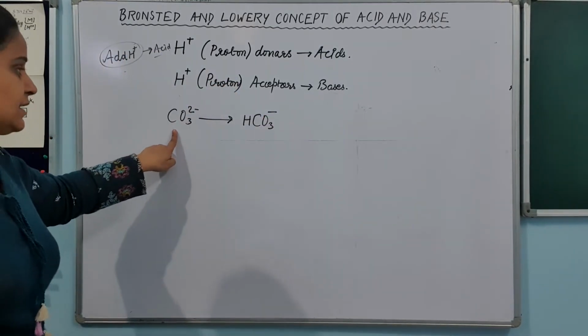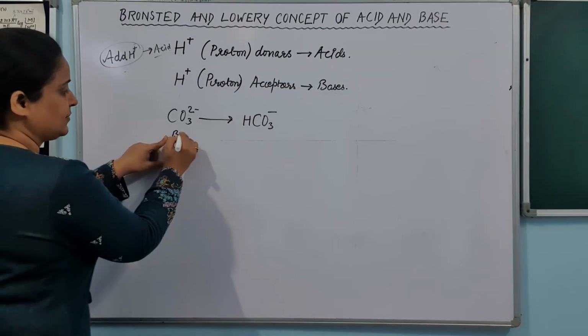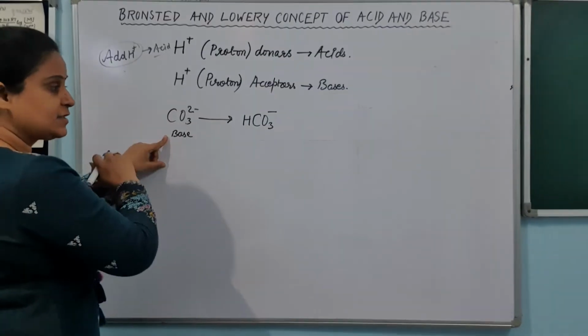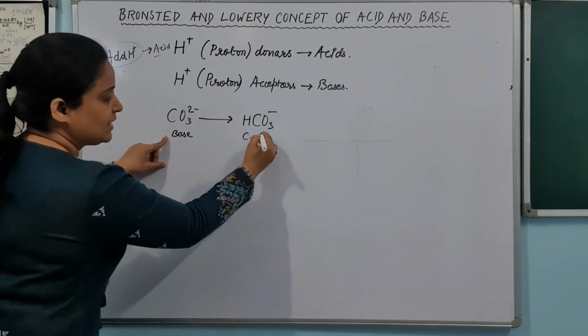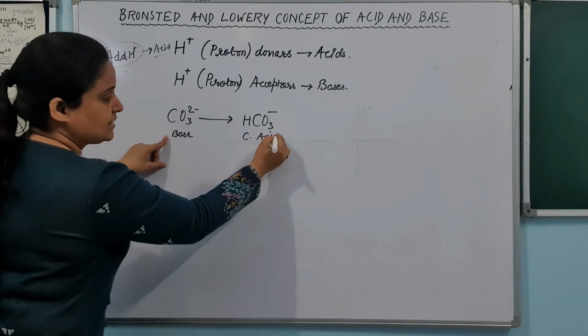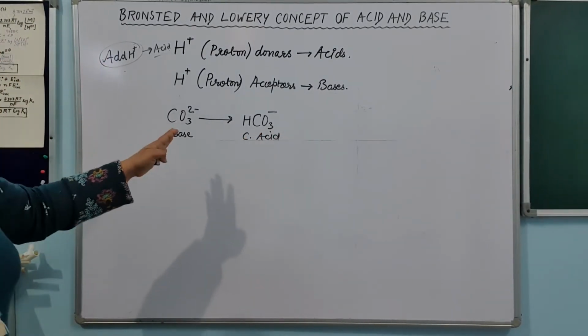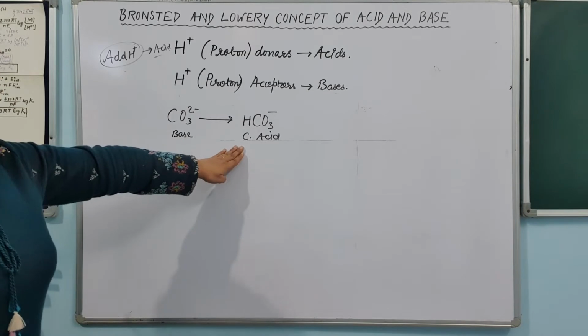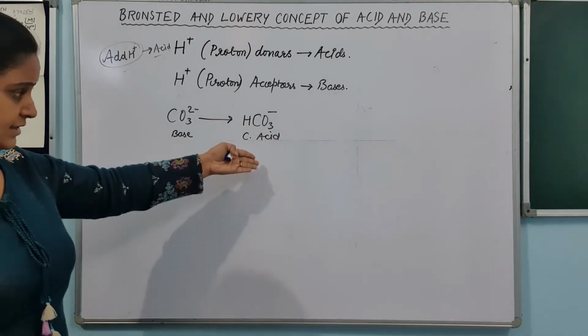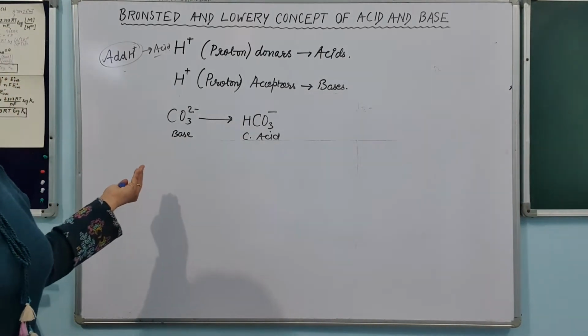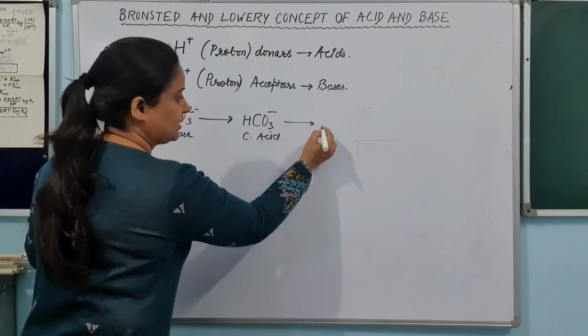The conjugate, this is what? Base. Right, because it is accepting H plus. Now this is what? Conjugate acid. After the acceptance, whatever species is formed after the acceptance is called the acid. Okay? Now it has the tendency to lose also. Let's see, if this loses, if the acid loses, what will it form?